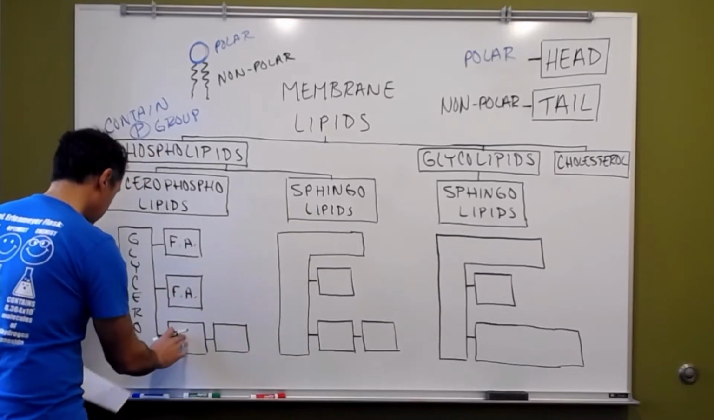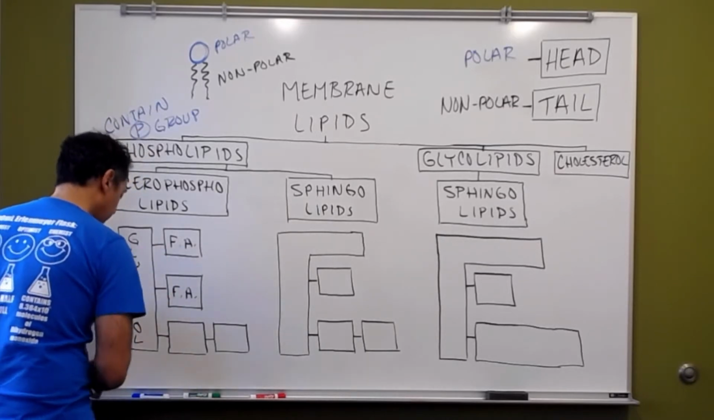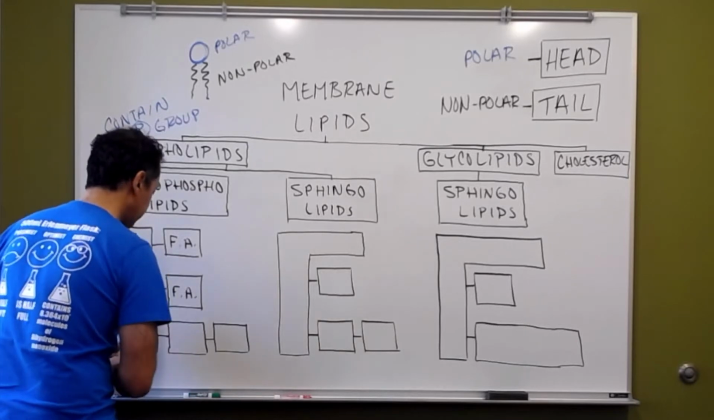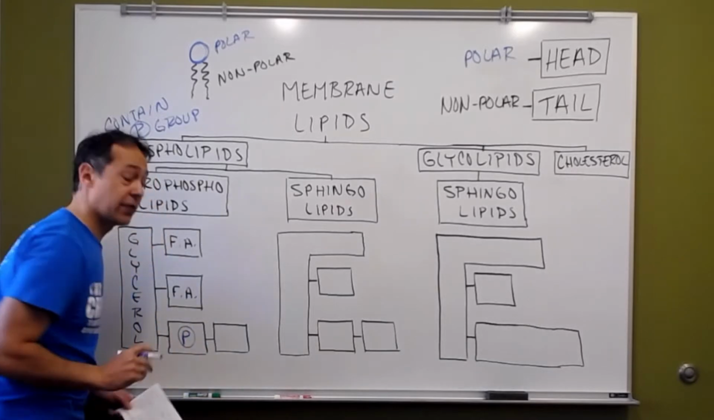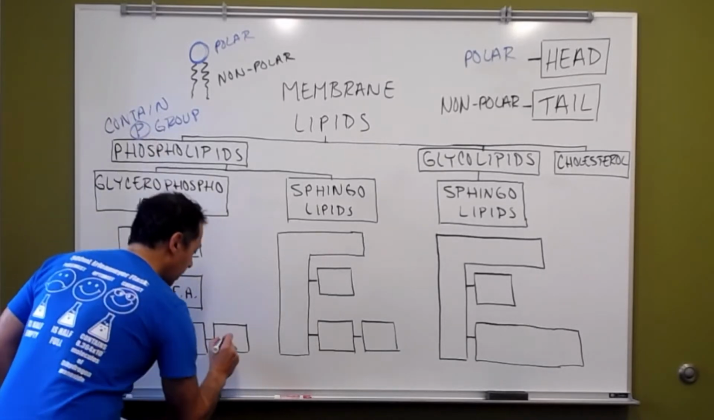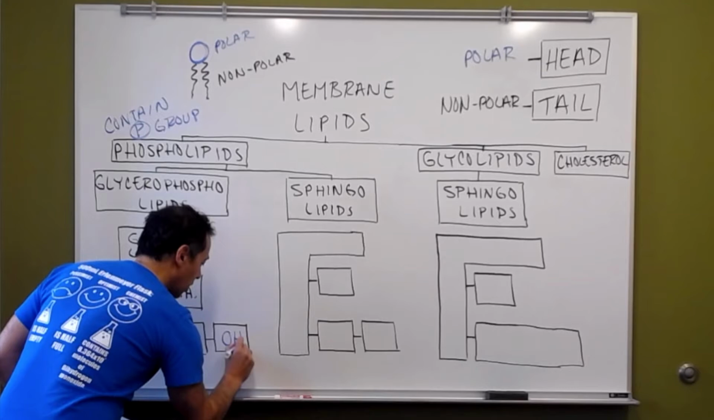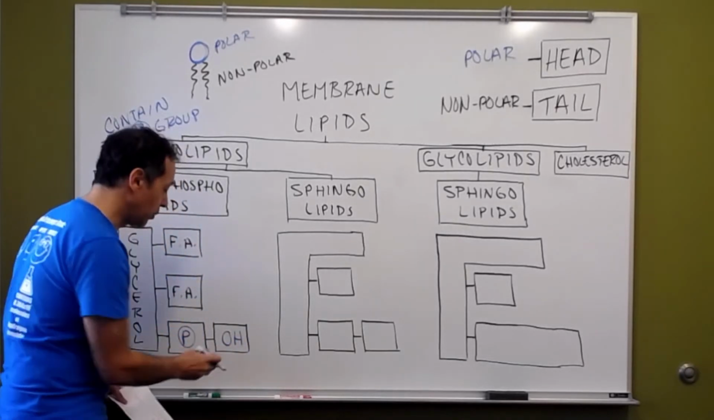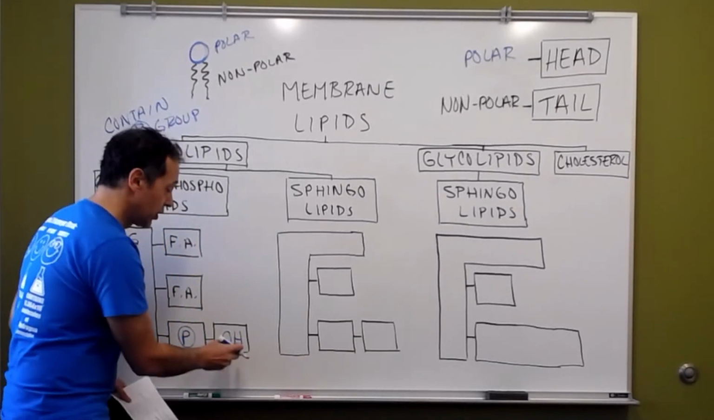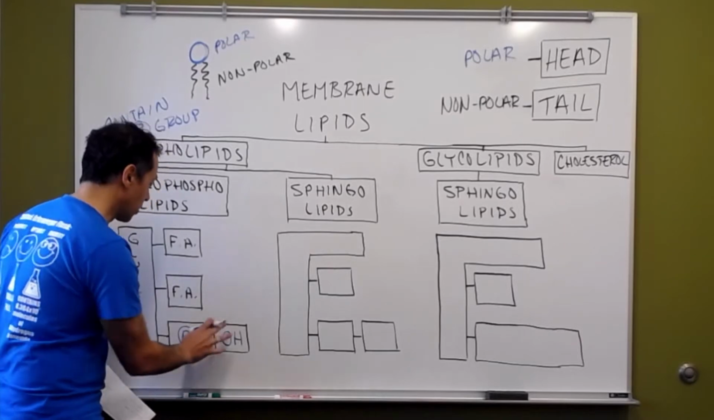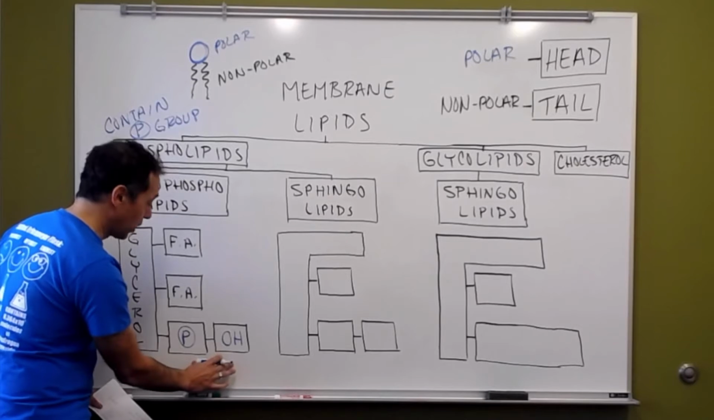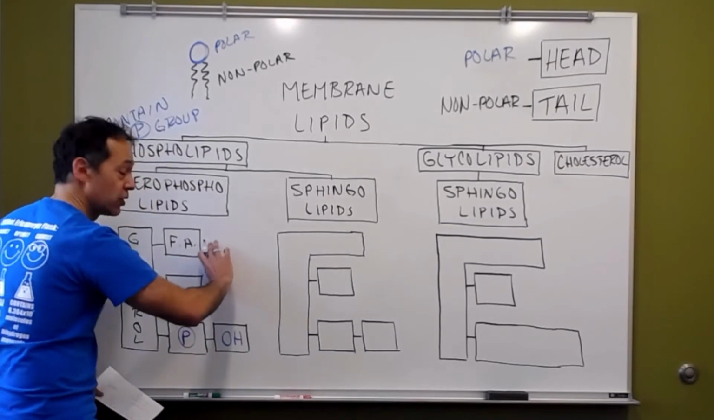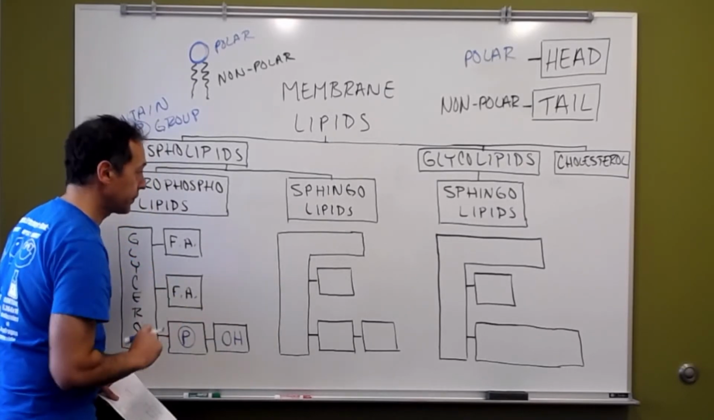Now down here, we're going to have a polar phosphate group and an alcohol. I'm just going to write in an alcohol group here to show that it's an alcohol, but it could be a number of carbons just ending with an OH, so an alcohol group. So that would make this portion here polar. This would be the polar head, and these here would be the two nonpolar tails.